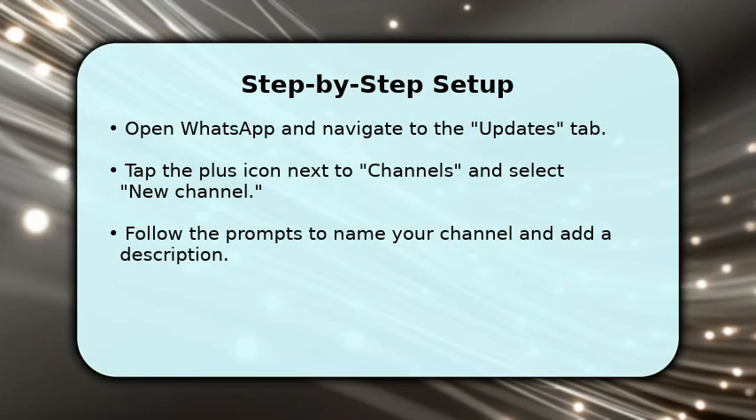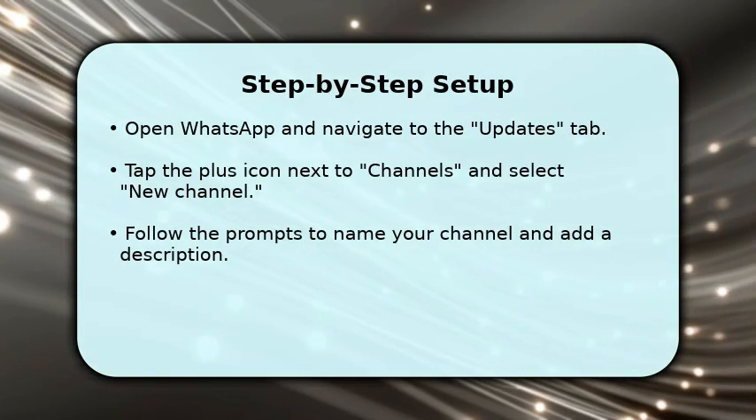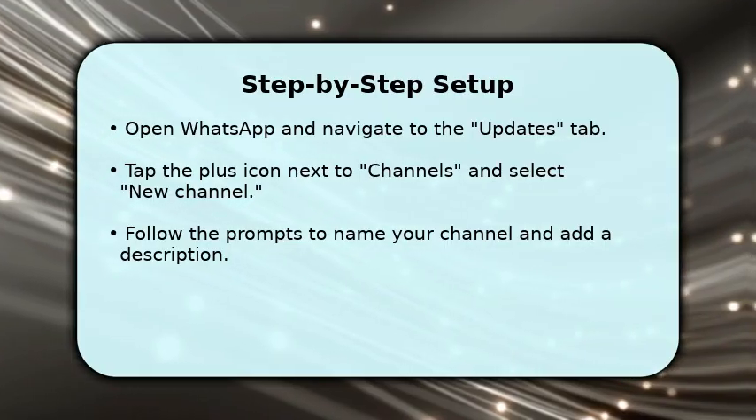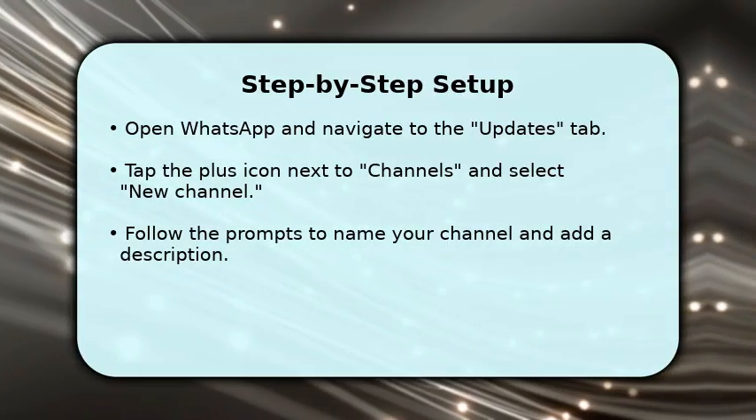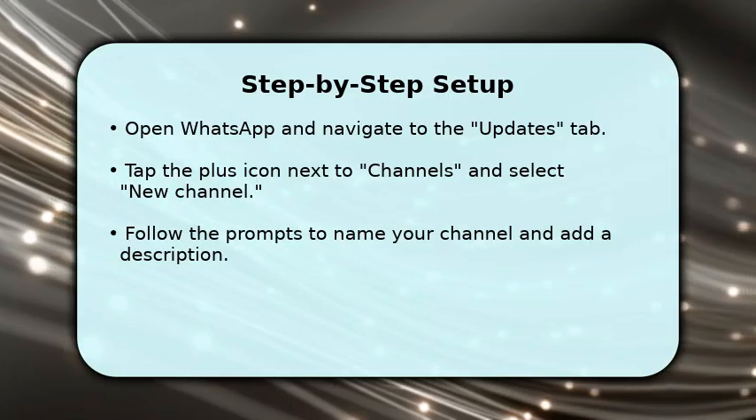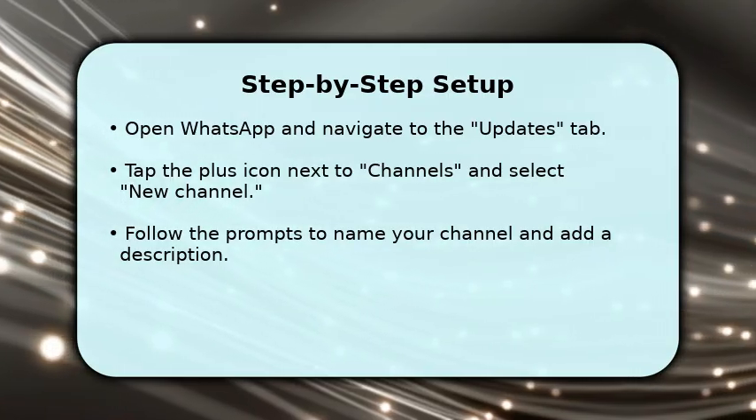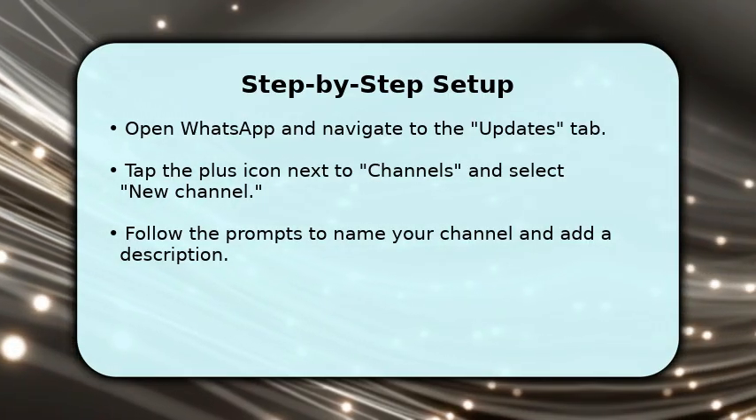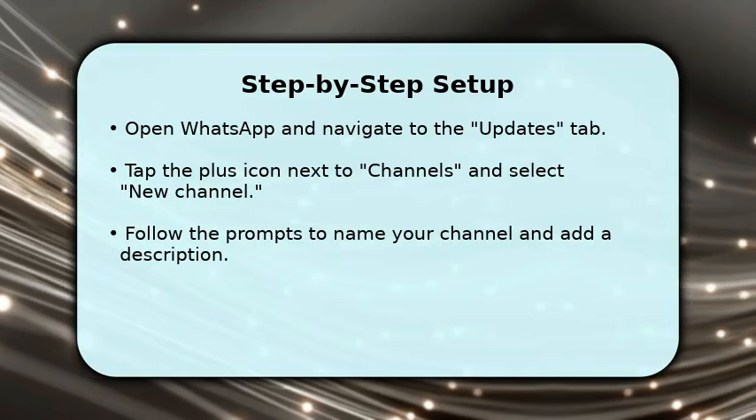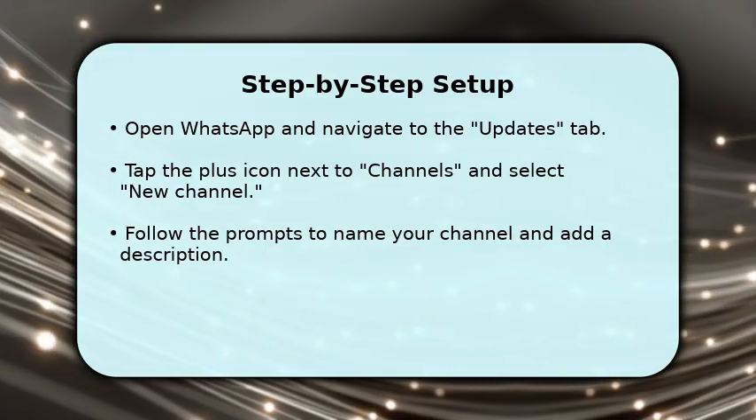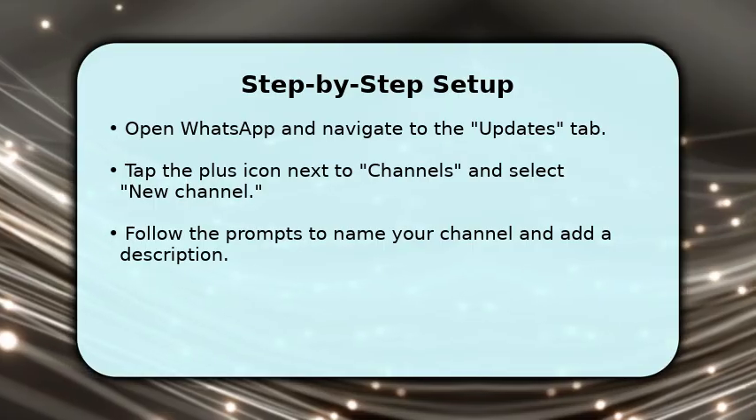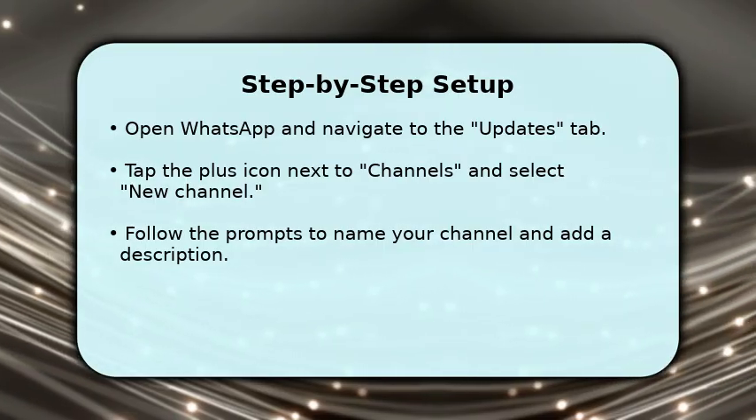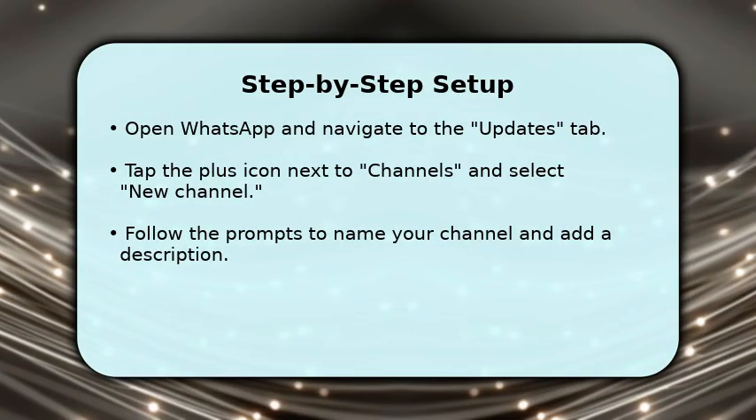Setting up your own WhatsApp channel is straightforward. First, open your WhatsApp application and head over to the Updates tab. Here, you'll see a plus icon right next to Channels. Tap on that icon and then select New Channel from the options that appear. The app will then guide you through a few simple prompts, asking you to give your channel a name and add a brief description of what it's about.